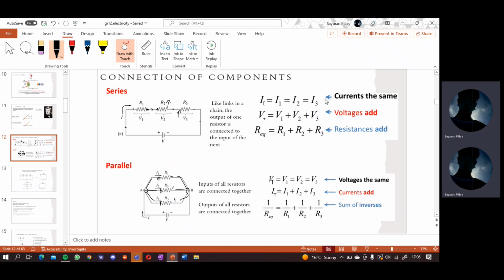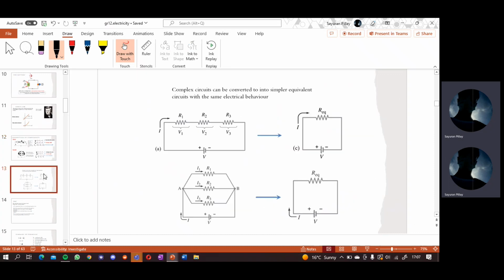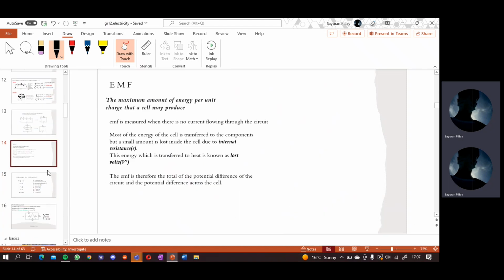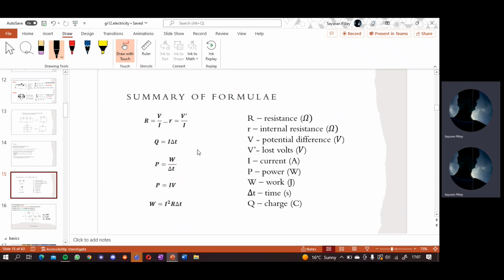So in a series circuit, current stays the same, voltage adds up and resistance adds up. In a parallel circuit, voltage stays the same, current adds up, and your resistance is upside down, right? Sum of the inverses, basically. And then that's just for you to read. Lost volts and stuff, I'll show you now, don't worry about it. And these are all your equations that you can use.